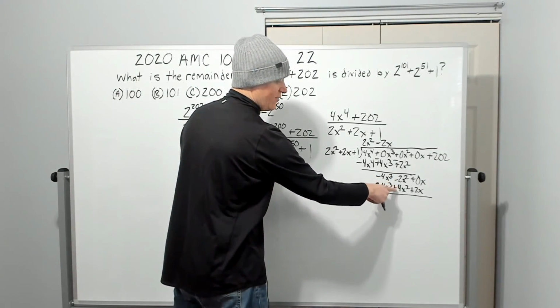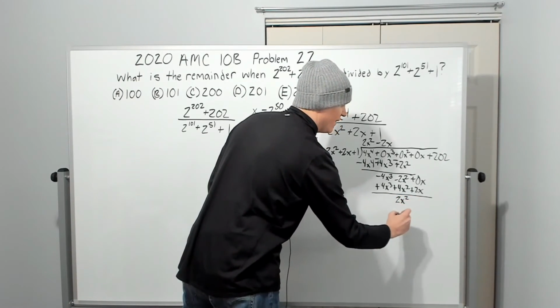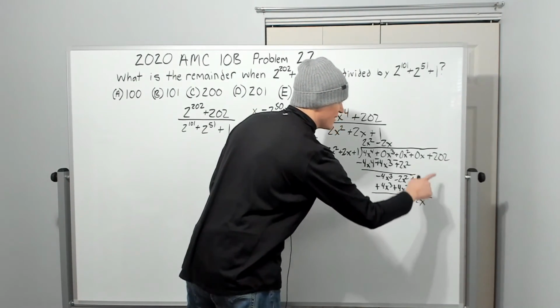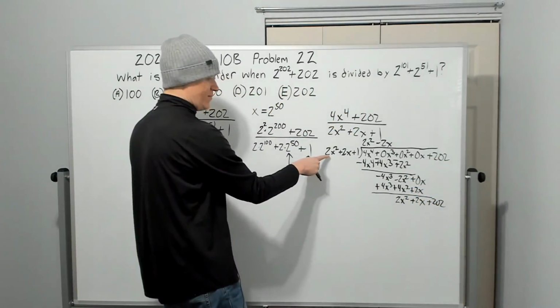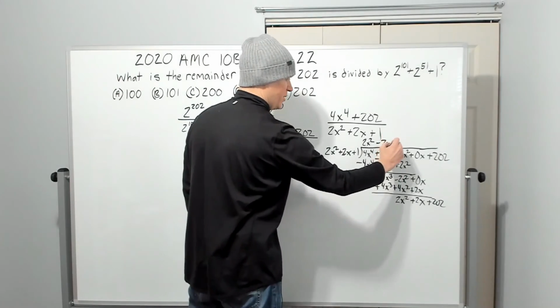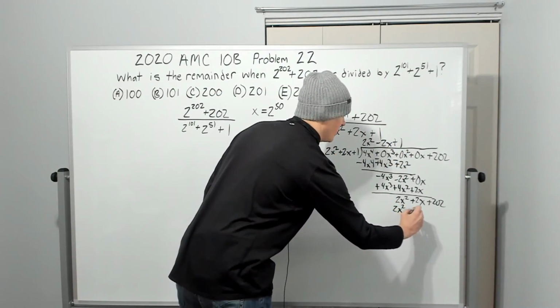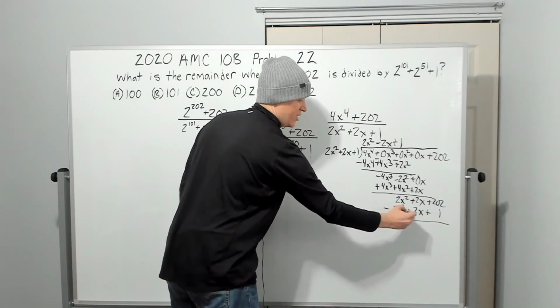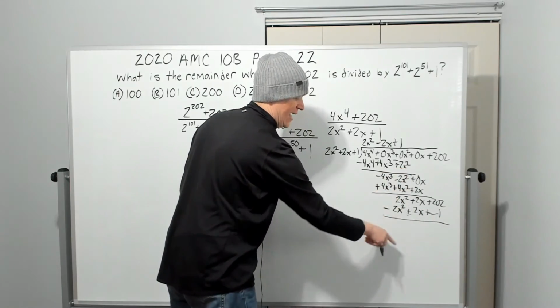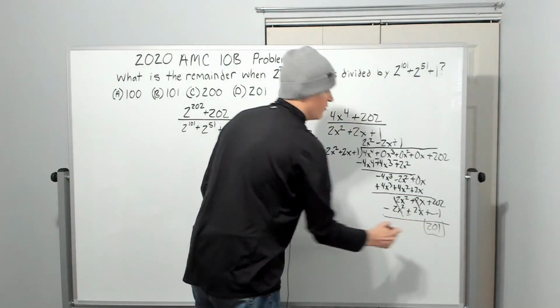So then negative 2 plus 4 is 2x squared, and then plus 2x, and then we drop the 202. Okay, last up, this times 1 is this, so we put plus 1, back distribute, 2x squared plus 2x plus 1, draw the line, change these signs, add down, everything's going to cancel, except for your remainder.